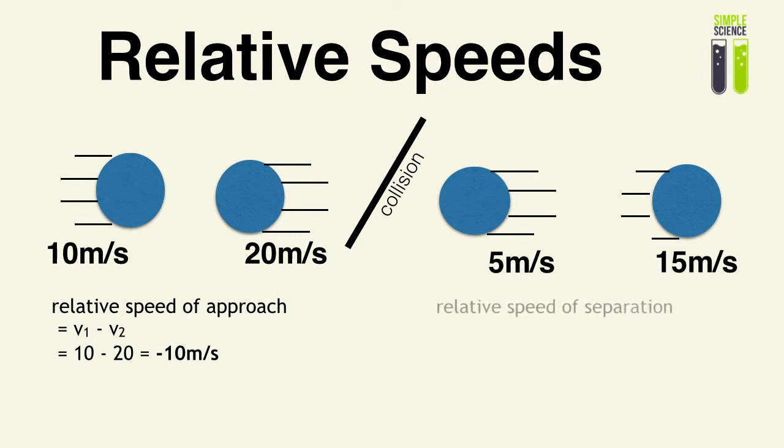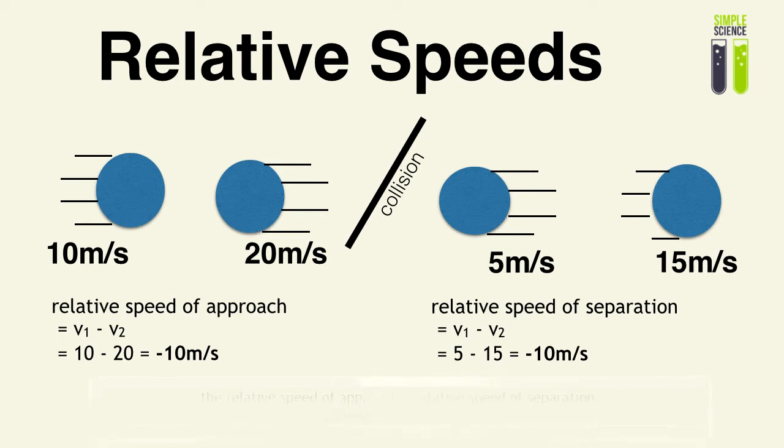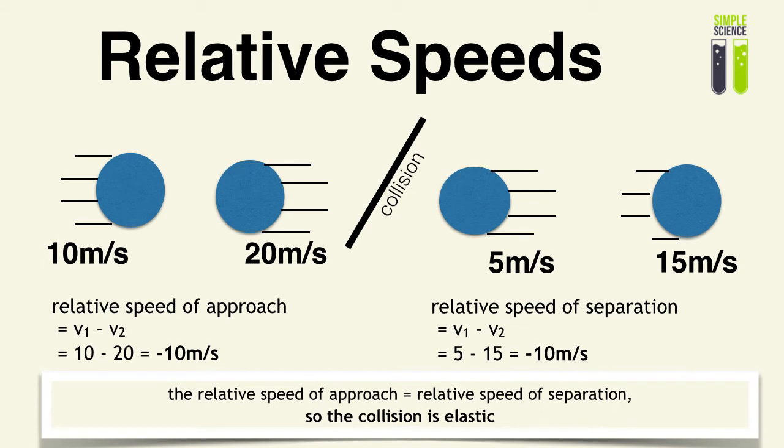Okay? Now let's look at the relative speed of separation after it has collided. That is 5 minus 15. That should also give you minus 10 meters per second. So if the relative speed of approach is equal to the relative speed of separation, we can say that this collision is elastic. That means the total kinetic energy is conserved, and the relative speeds are conserved too.